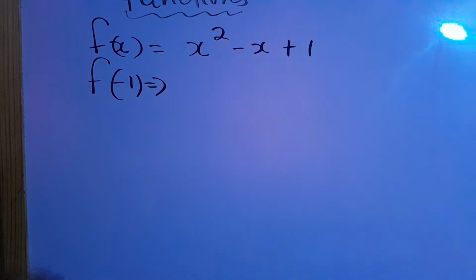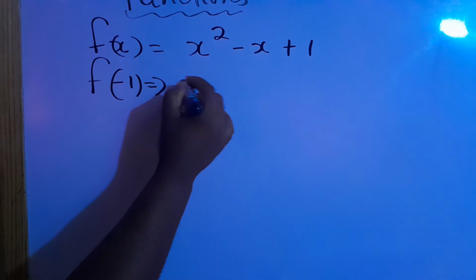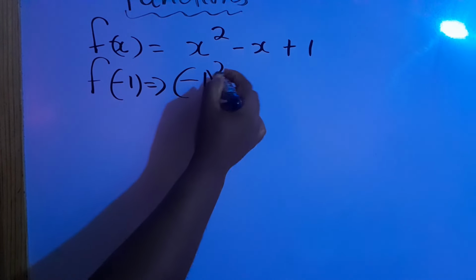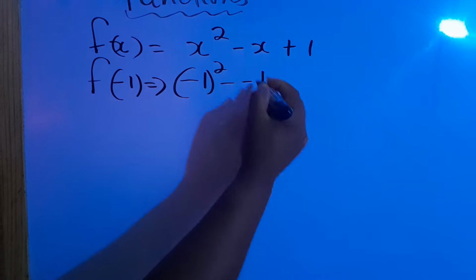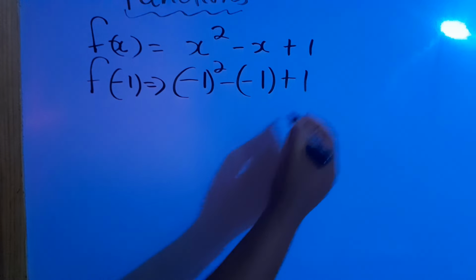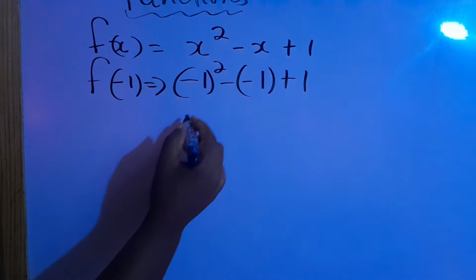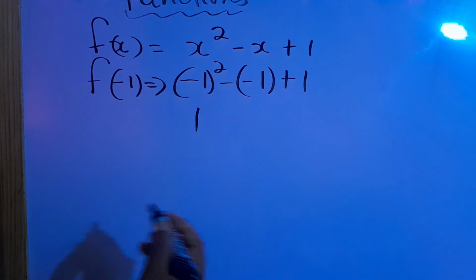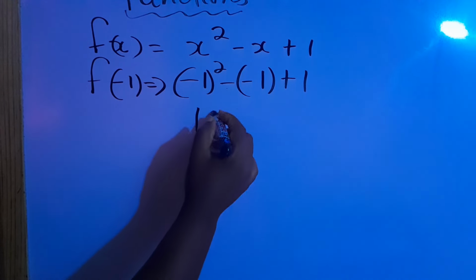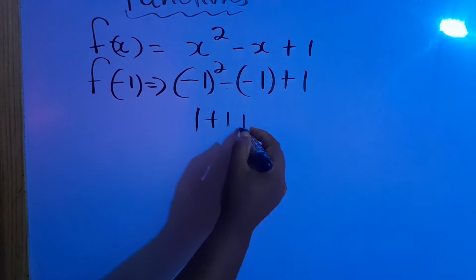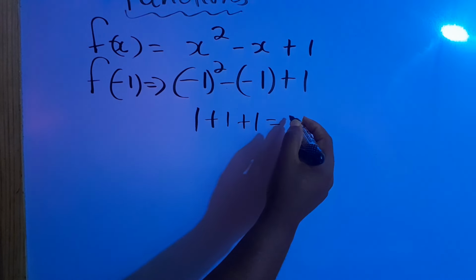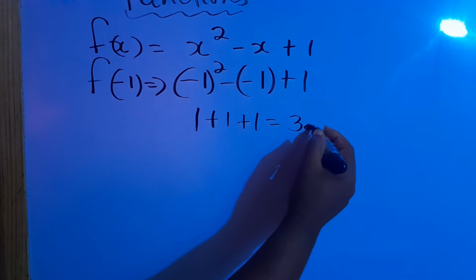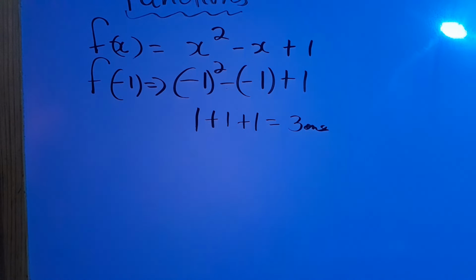Alright, so we have x squared. So what we're going to do is just replace x with -1 wherever we see it, right? Now, -1 squared is +1. Once a number is squared, it is positive. Negative times negative is positive. So our answer would be 3. Let's look at another one.